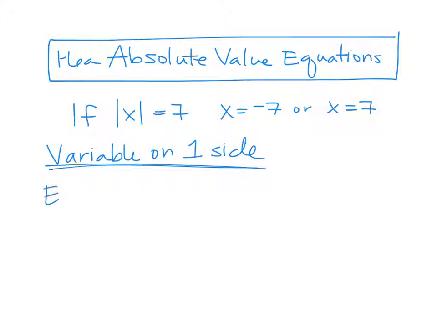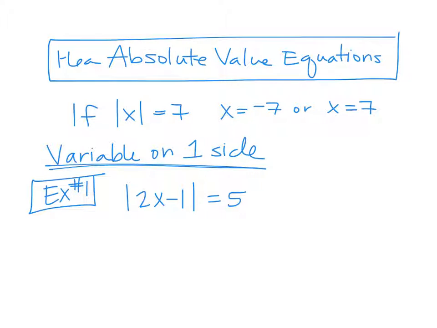Okay, example 1. Let's say we have the absolute value of 2x minus 1 equals 5. Does anyone remember how you do this from Algebra 1? Don't you just take the absolute value? No. You need a negative on the other side.